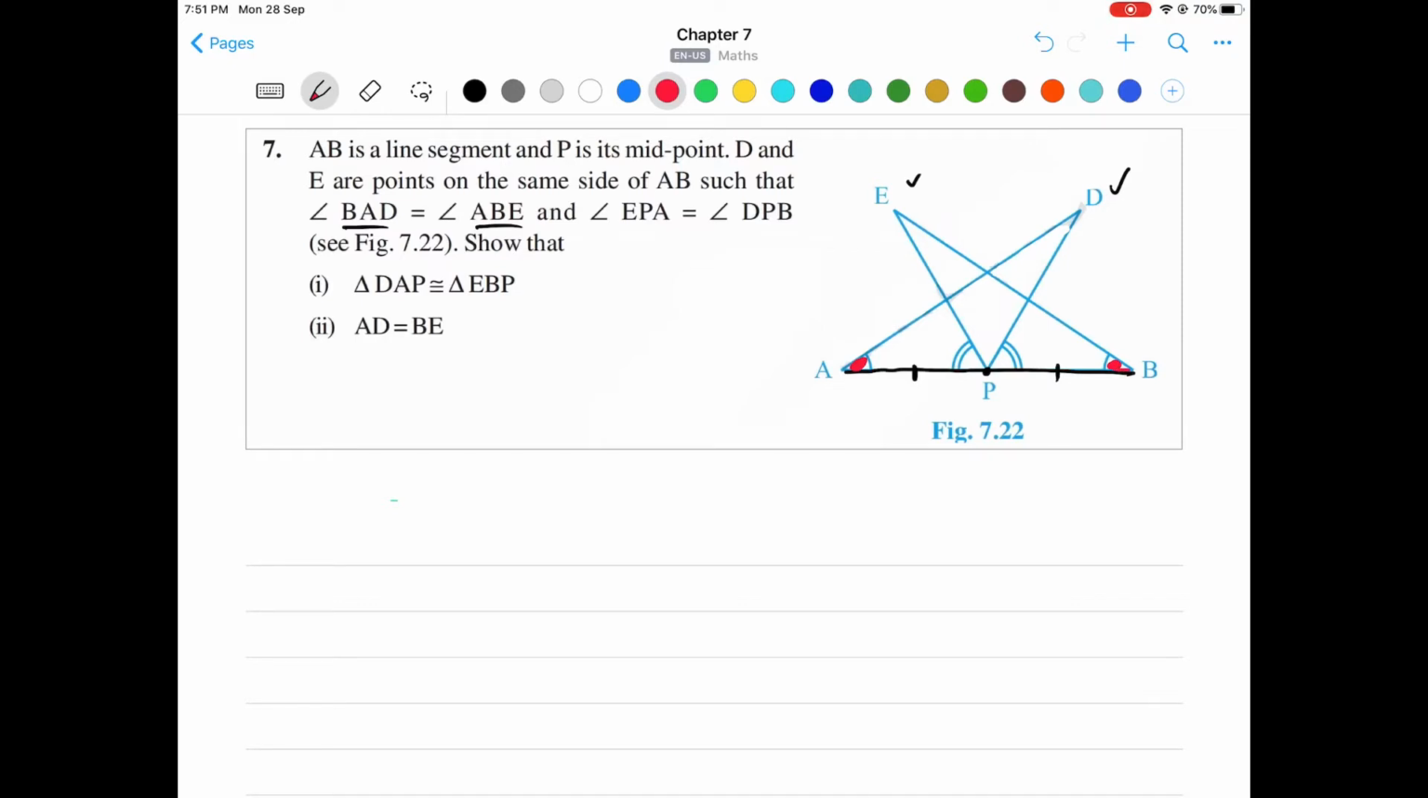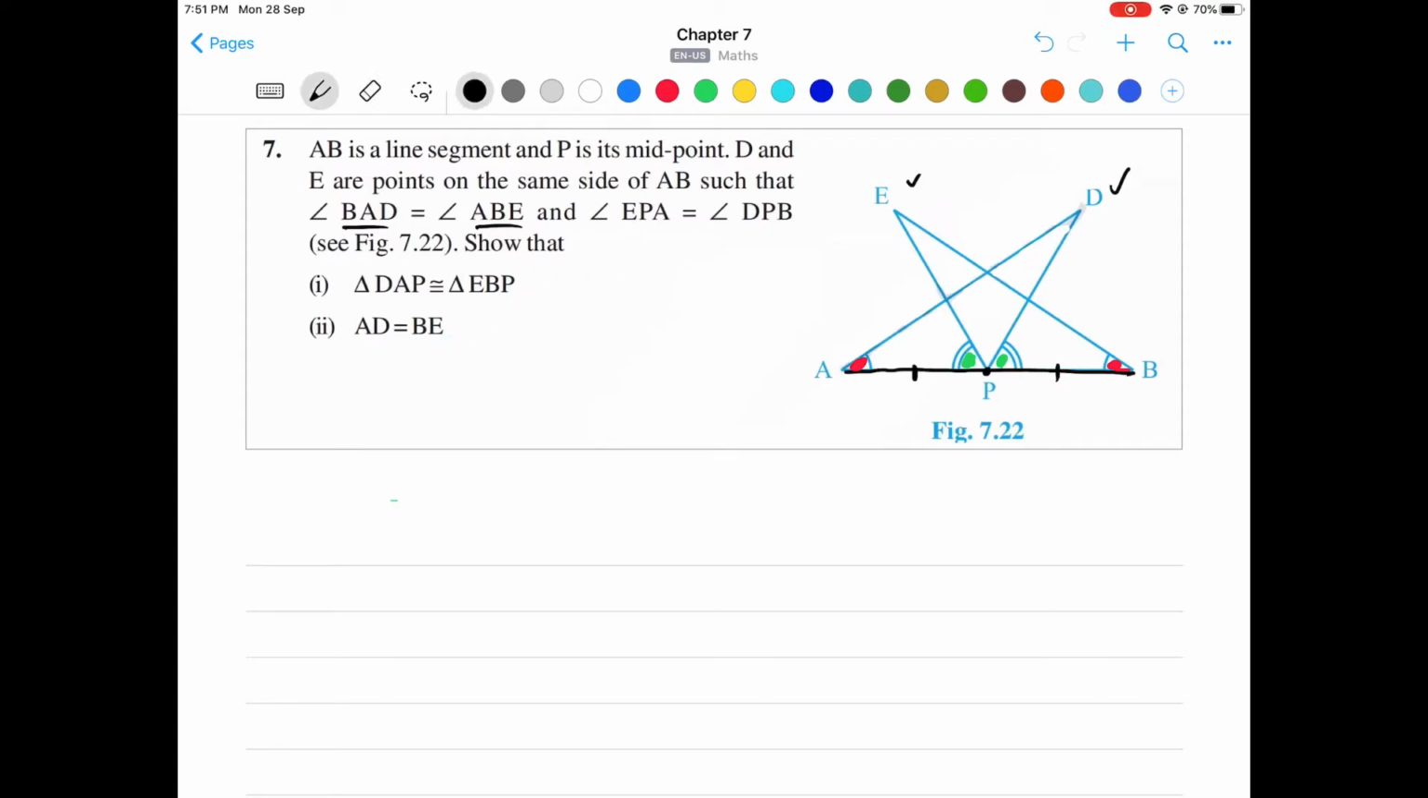ABE is here. Okay, then we have angle EPA, this one, equal to angle DPB here. Okay, we have to prove two things here. First, that triangle DAP is congruent to triangle EBP. Second, AD equals BE. So simply we'll apply one of the congruency rules, by that we will prove that these two triangles are congruent. Then by CPCT the second condition will be proved.